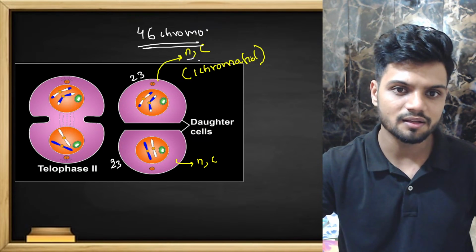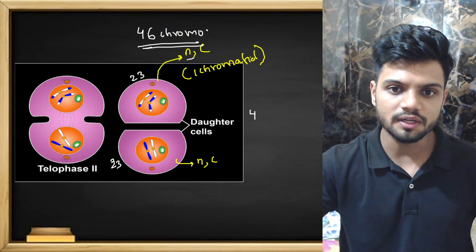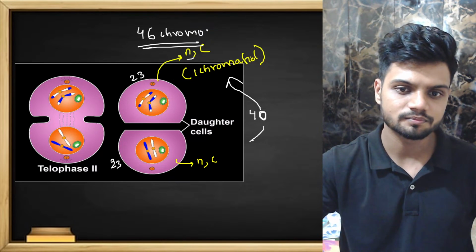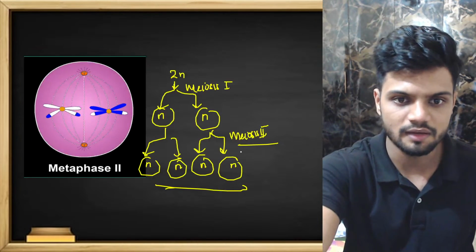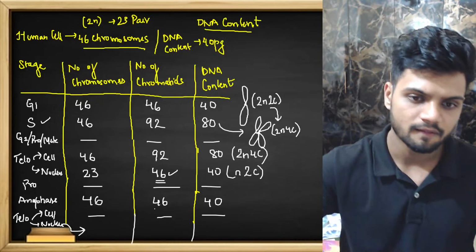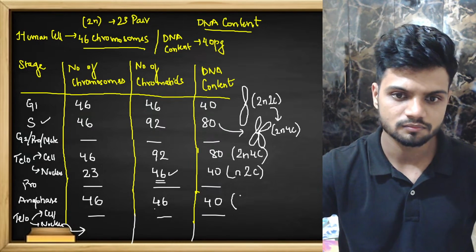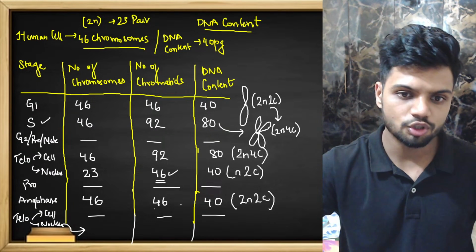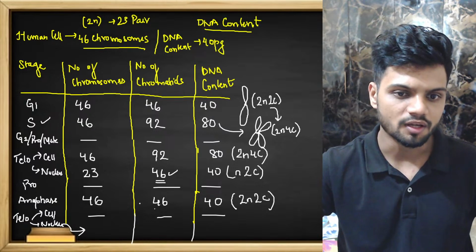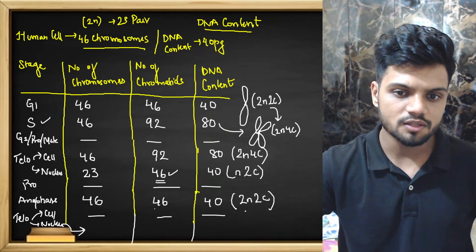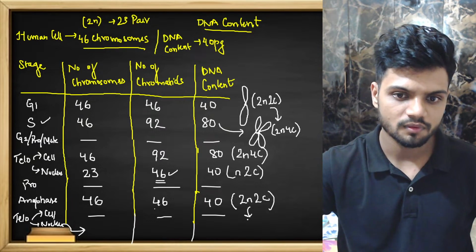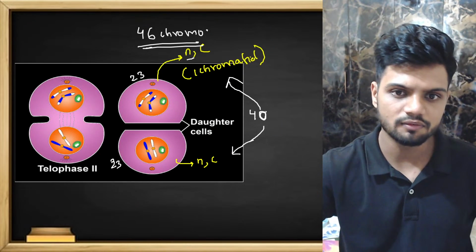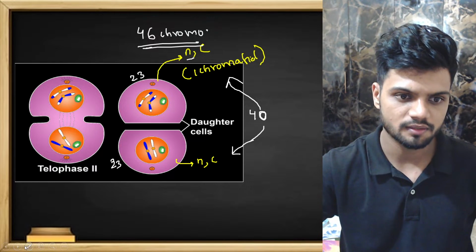So here we have only n. But what happened to the DNA? The DNA which was 4c, 40 picogram, 20 is going this side and 20 is going this side. So what we have here, students? We had 2n and 2c temporarily here. 46 is 2n, and this is 2c. This 2n and 2c is becoming what? Half of it. Let me erase that.